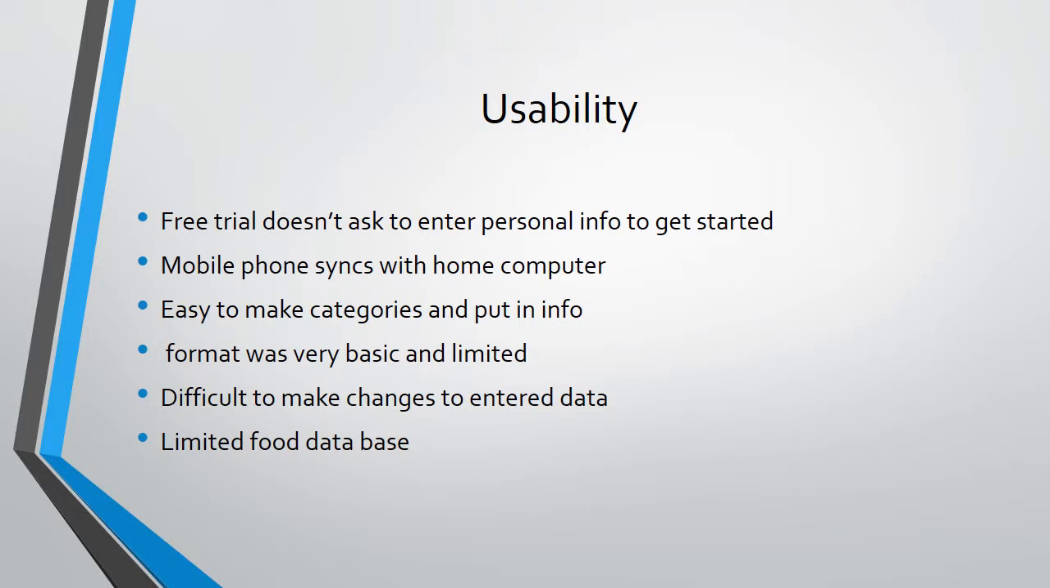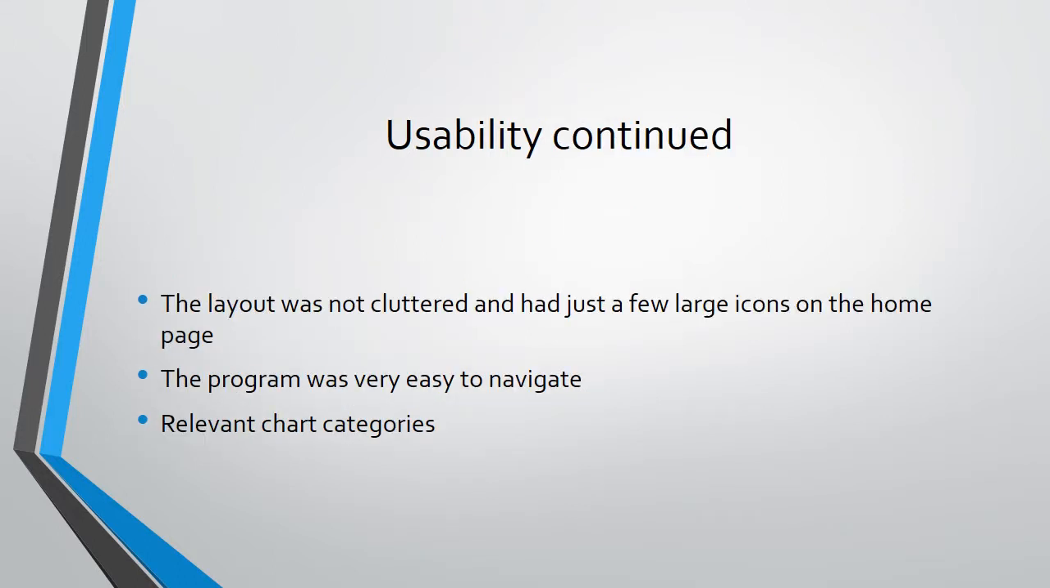It was easy to make categories and enter information, but the format was basic and limited, and it was difficult to change data once it had been entered. The food list was divided into appropriate categories, but selection was limited. The home page had only 4 large icons: My Records, Reports, Food Database, and Help and Instructions. These icons take the user to the main parts of the program.